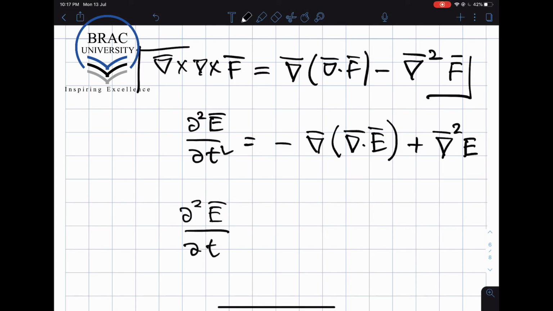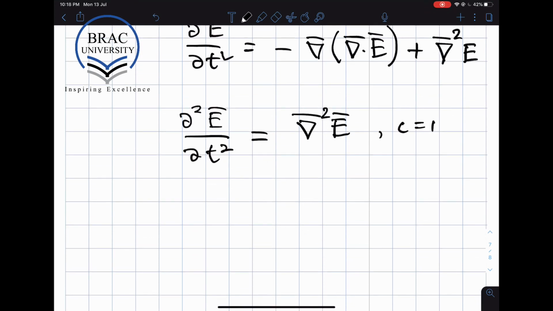a wave equation from Maxwell's equations, and we are using units in which the speed of light c is 1. And Maxwell was able to show by deriving this equation that light is an electromagnetic wave. Similarly, you can derive an equation for the B field, which will obviously look something like this. Okay, so these are the wave equations that you can derive from Maxwell's equations.